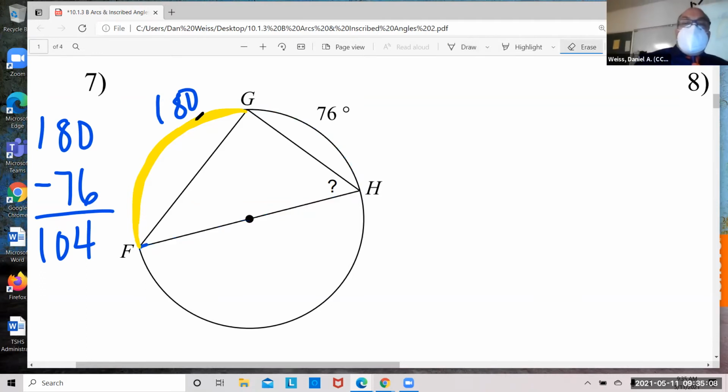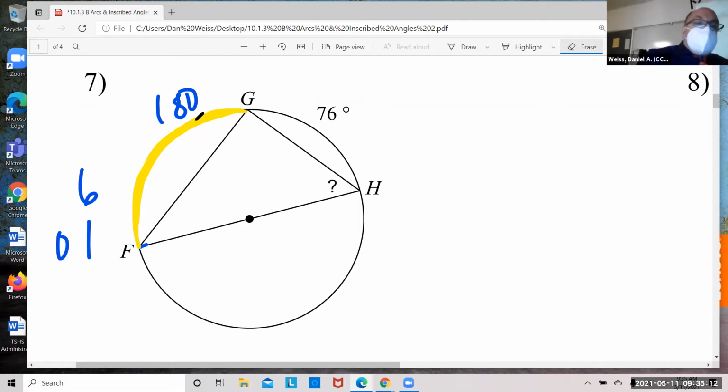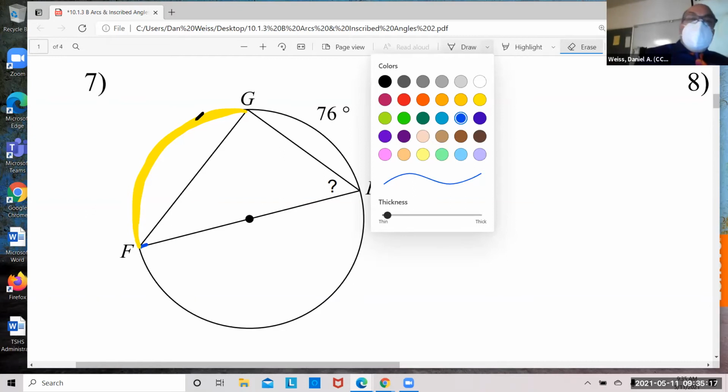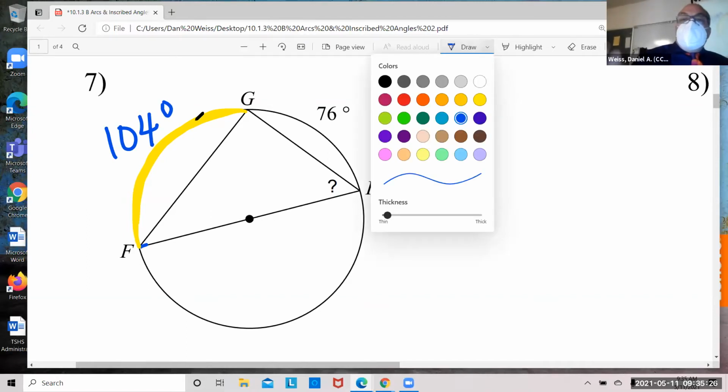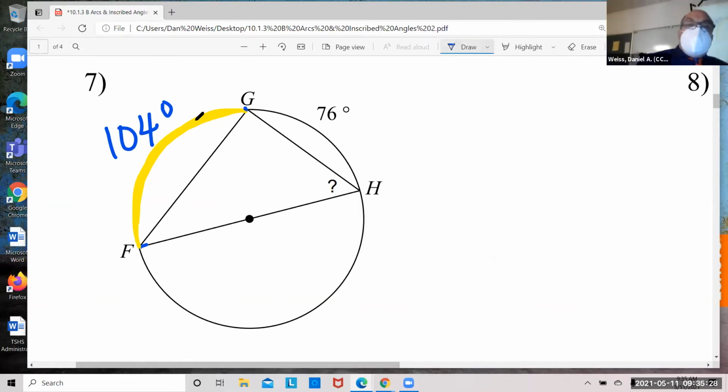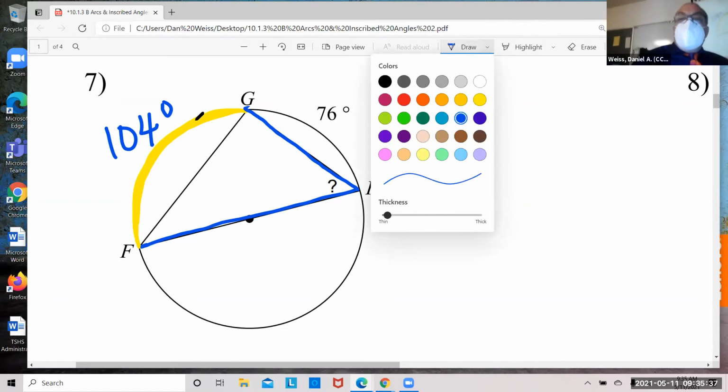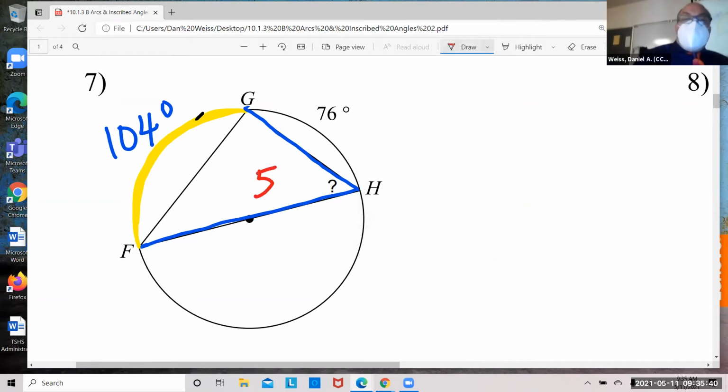I'm going to get rid of the distractions. This yellow piece is 104. And all I want is this angle right here. That angle is going to be half of 104. What's half of 104? 52.